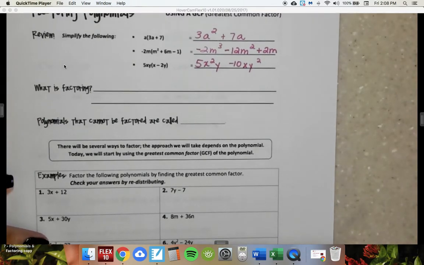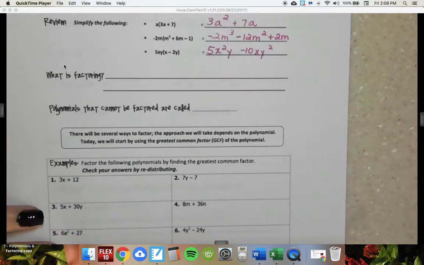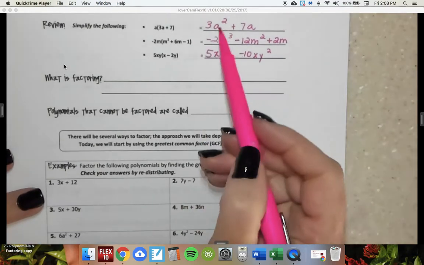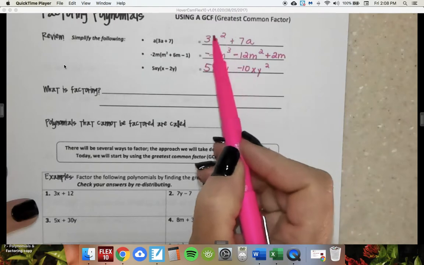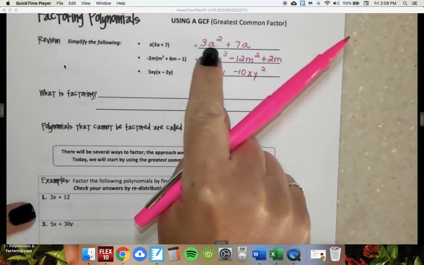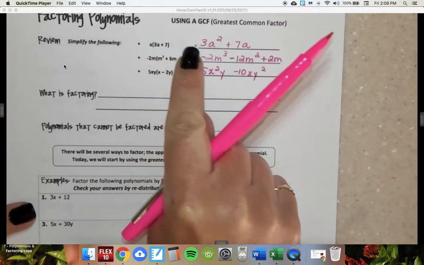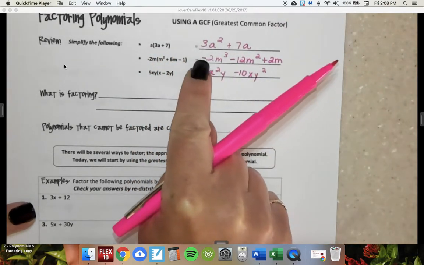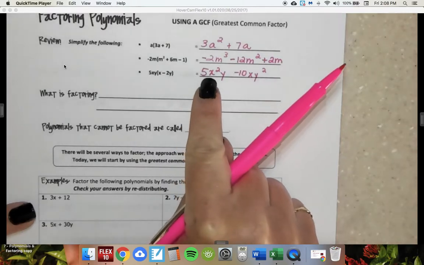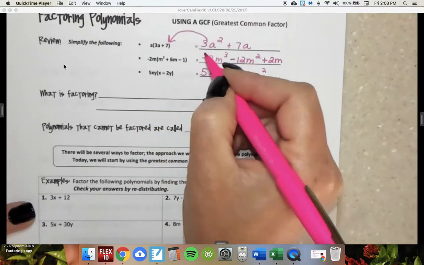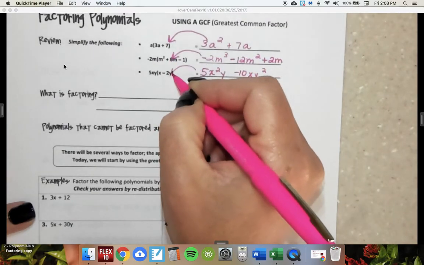So now, what is factoring? Factoring is when you take a polynomial and you break it down into its smaller products. So you're going to start with something that looks like this, and we're going to turn it into something that looks like this. Or you're going to start with this, and you're going to go this direction. So factoring is like the reverse of what we just did.